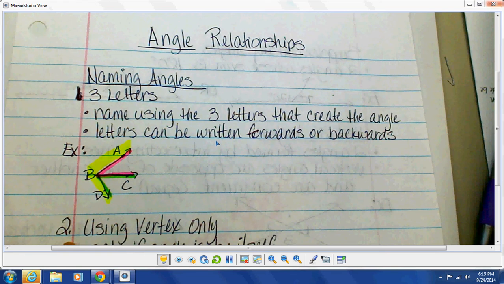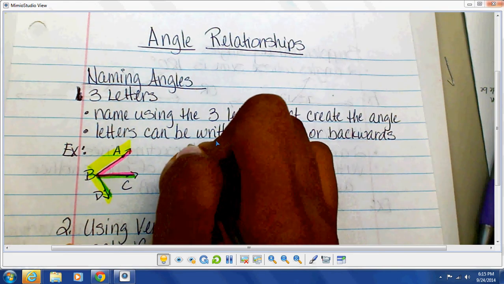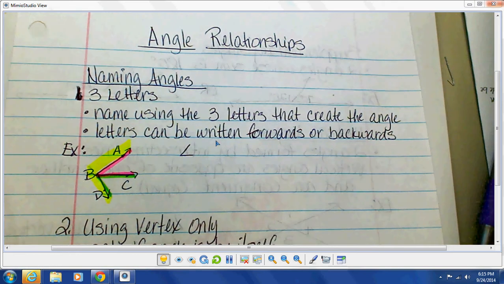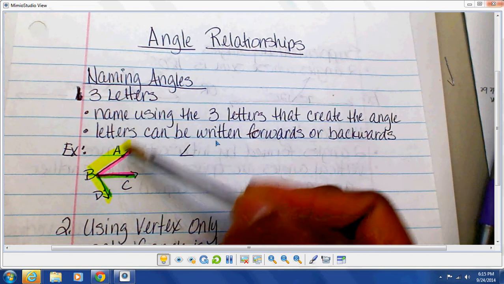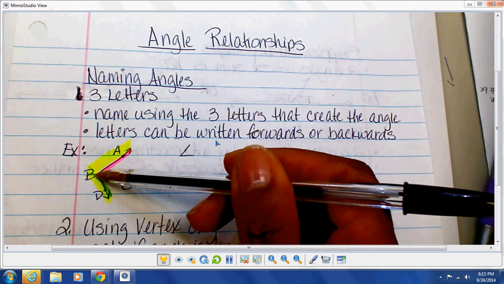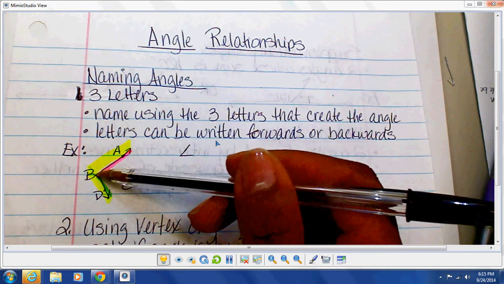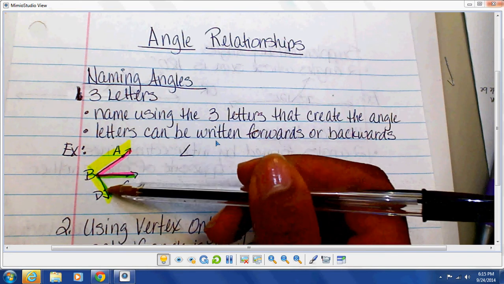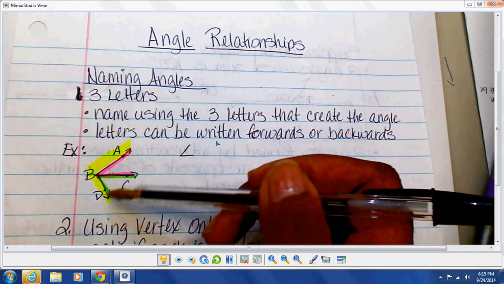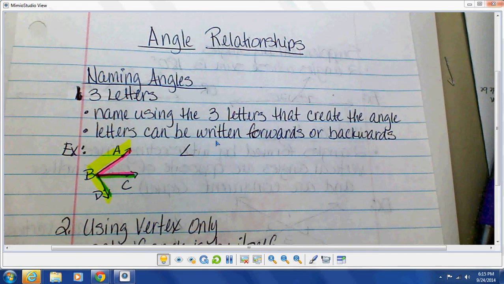Okay, if I want to name the whole entire angle, then I will first put my angle symbol, that looks like this. And I would start at the end point, go to the vertex, and then go to the other end point. Because I cannot start right here and then go here and then name here. There's no line going from here to here, so that's not an angle that's being created. So you've got to follow the lines or rays that are making up those angles.